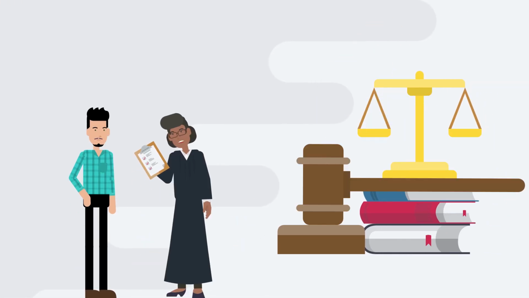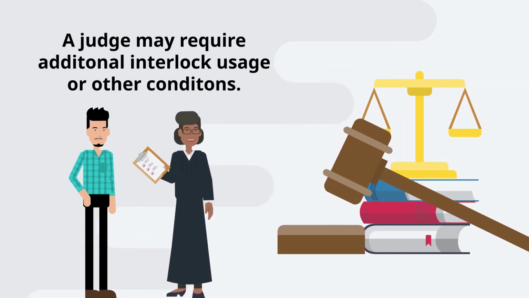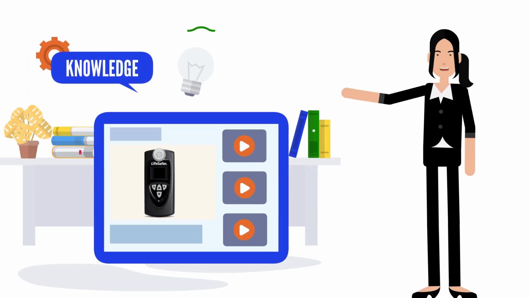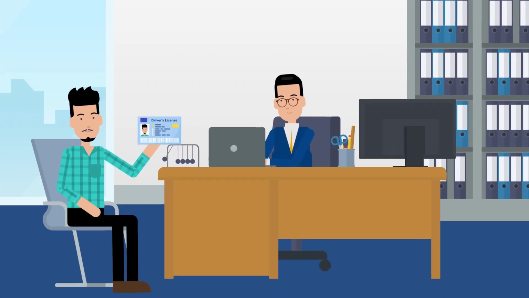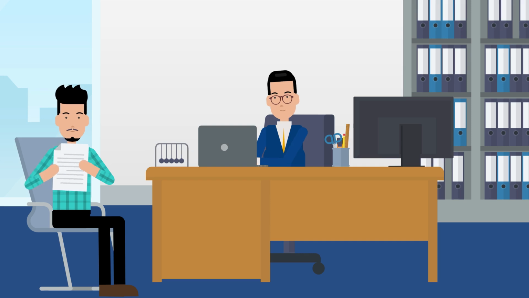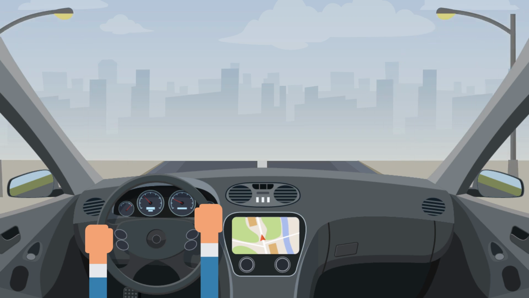No matter the offense, it's important to note that a judge may require additional interlock usage or other conditions beyond the minimums we're covering in this video. After you attain your temporary restricted license, be sure you collect all necessary documentation from the DOT, including your lift notice, which provides the date you can remove the device.